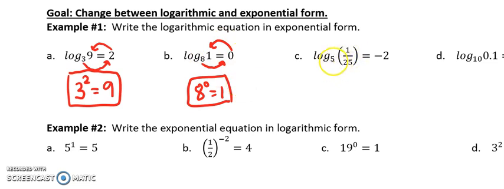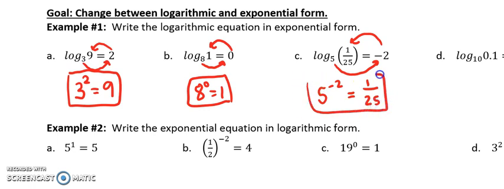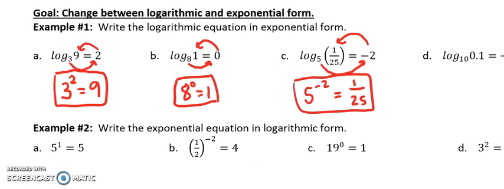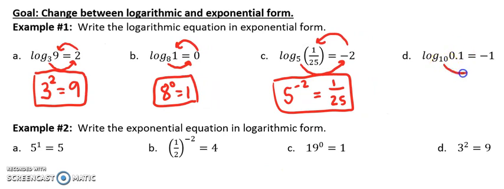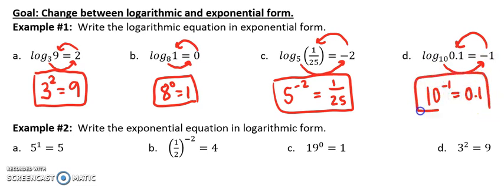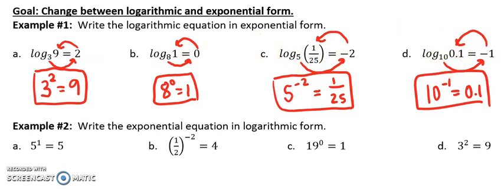Here, don't be frightened by that fraction. 5 to the negative 2 equals 1 over 25. And then let's do it over here. 10 to the negative 1 equals 0.1. So it's just like a little circle I do each and every time. And then we can unravel it too.